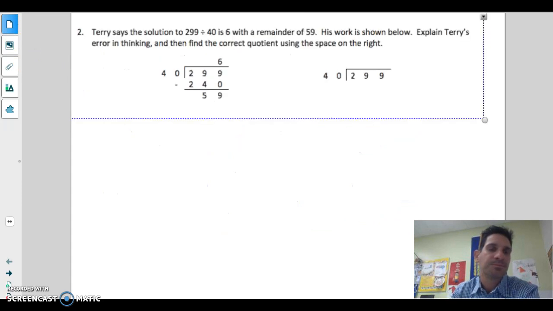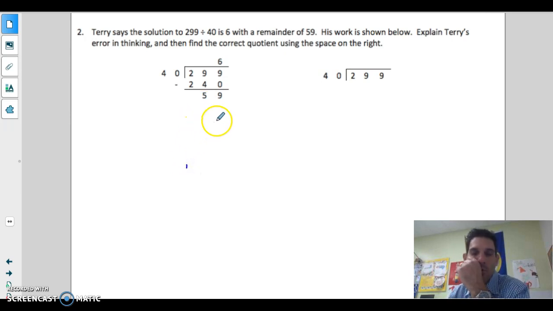Next one. Terry says the solution of 299 divided by 40 is 6 with the remainder of 59. His work is shown below. Explain Terry's error in thinking, and then find the correct quotient. Use the space on the right. When we look at this, here's the problem, guys. It's 59. Whenever the remainder is greater than the divisor, there's a mistake. Because when you subtract, the difference should never be larger than the divisor, because if it is, that means you can get another group.